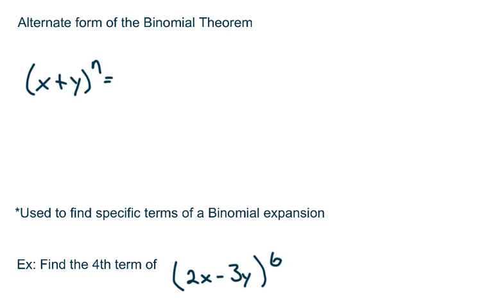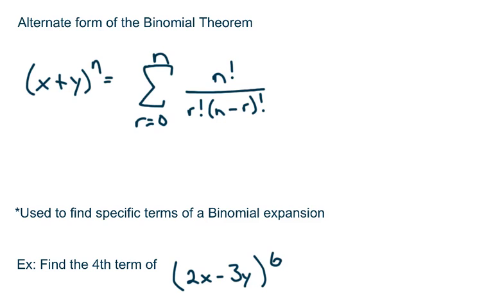So here's the alternate form of the binomial theorem. If you have x plus y to the n power, it's the same thing as the sum from r equals 0 to n of a fraction: n factorial in the numerator, and on the denominator r factorial times n minus r factorial, times x to the n minus r power, y to the r power. That's a lot of notation, a lot of variables, but a lot of it is plug and chug. We'll use this to find specific terms of a binomial expansion.